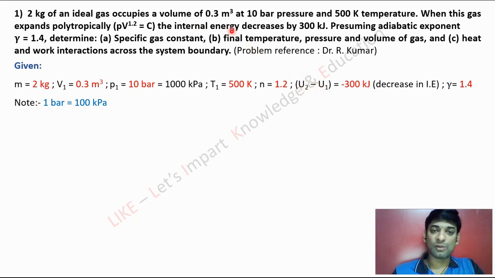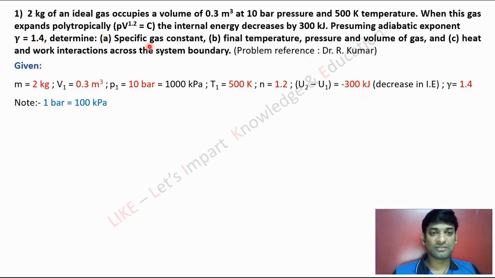In this problem, the internal energy at initial condition or final condition is not given. Instead, the change in internal energy is given. That is, internal energy decreases by 300 kilojoule. So, inlet internal energy is higher than exit internal energy, minus 300 kilojoule. Suppose if the internal energy is increased by 300, you have to use plus 300. Gamma value is given as 1.4.